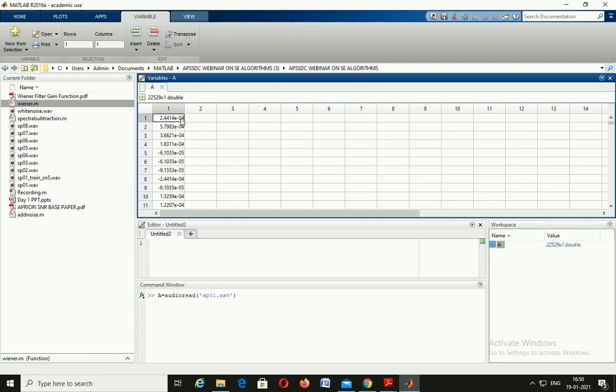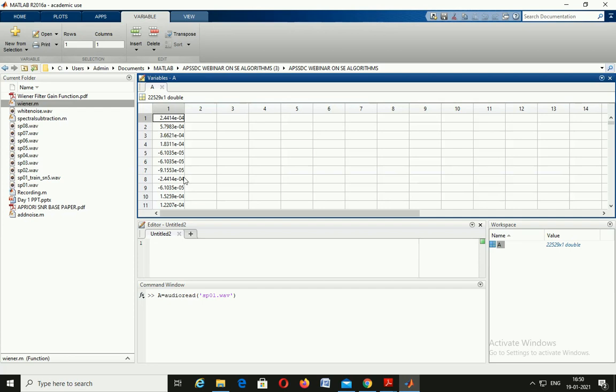Observe here, it is stored in the double format, and the first value is minus 2.4414e-04. It indicates it is 2.4414 into 10 power minus 4. That is, minus 0.000244 is the actual value of the first sample here. Similarly, the second sample is 5.7983e-04, which indicates into 10 power minus 4. So that is equal to 0.0005798 is the actual value. That is, the values are around zero here.